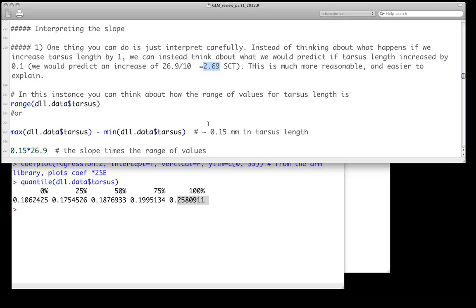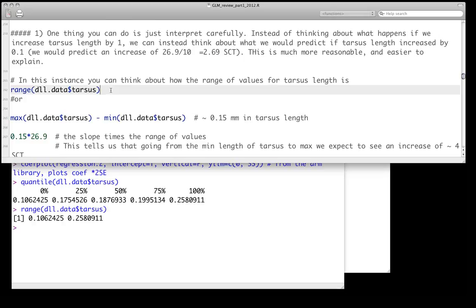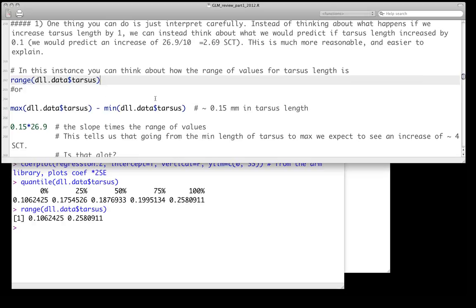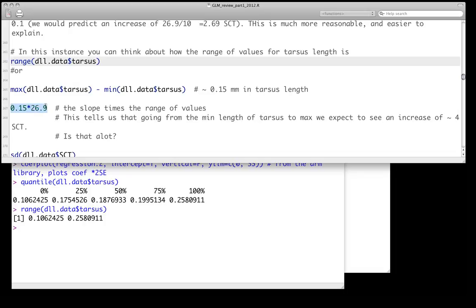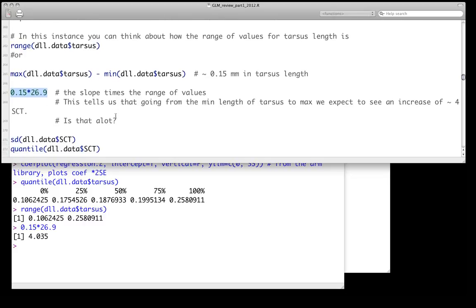So we're basically saying if we go from the individuals with the smallest tarsi to the largest tarsi, we'd expect, based on this model, the ones with the largest tarsi to have on average about 2.7 additional sex-comb teeth. And again, we can look at this by thinking about the range. So the range is 0.1 to 0.258. And one thing we can do is just multiply that range by 26.9, and that suggests that for our largest range of variation, we'd expect an increase of about 4 sex-comb teeth. And that gives us a sensible reason.